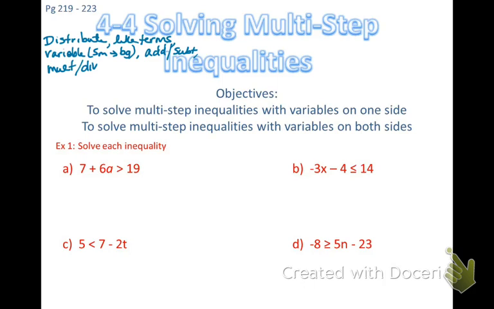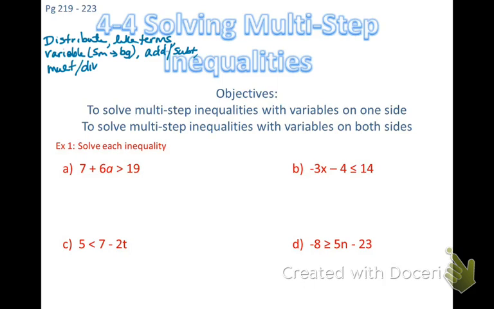Notice on this one, it's not asking for graphing. So please, if it doesn't ask you to graph, don't graph. If it asks for graphing, graph it. So that's for you to read correctly. Our objectives are to solve multi-step inequalities with variables on one side and to solve multi-step inequalities with variables on both sides.